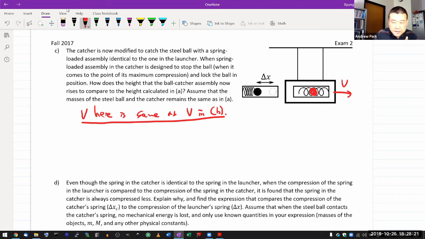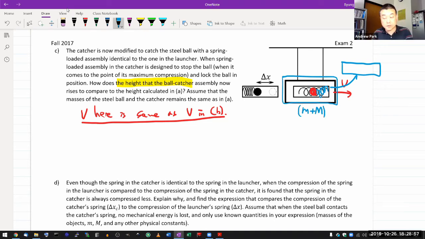Then it's not asking for what the V is, it's asking how the height that the ball catcher assembly now rises to compares. And as you look at this from here, imagine the assembly moving from here up to some height. I hope you realize there also that it doesn't matter if there is a compressed spring in here or not. For the purpose of this motion, we are really treating this whole thing as one single object with a mass small m plus big M.